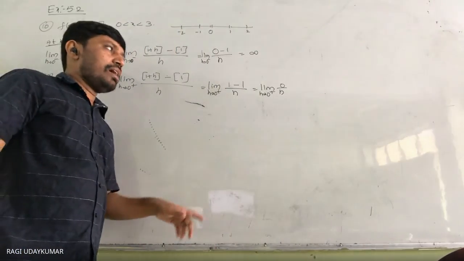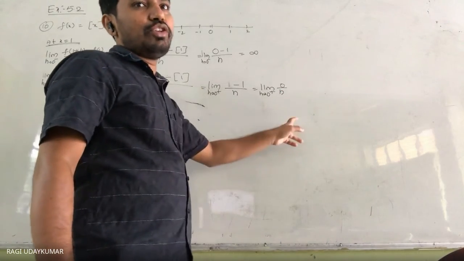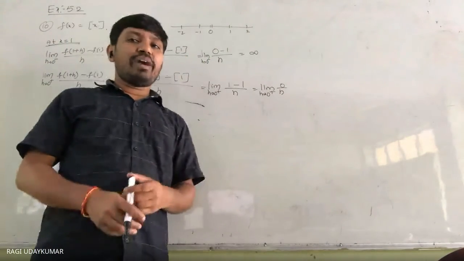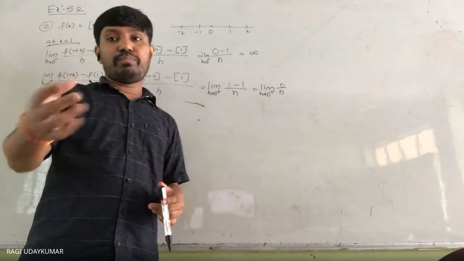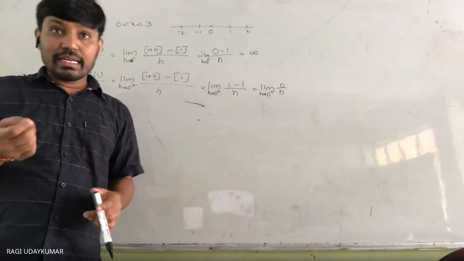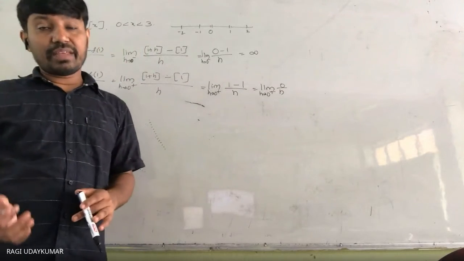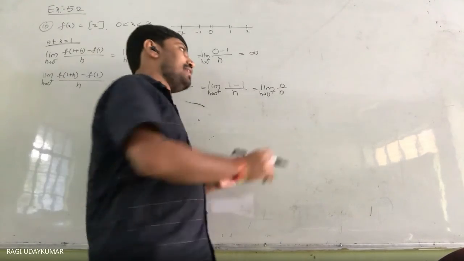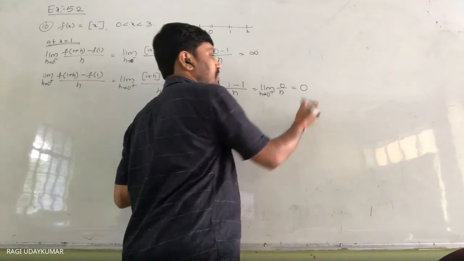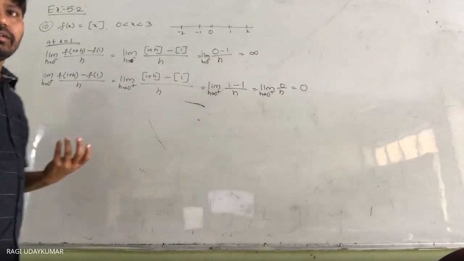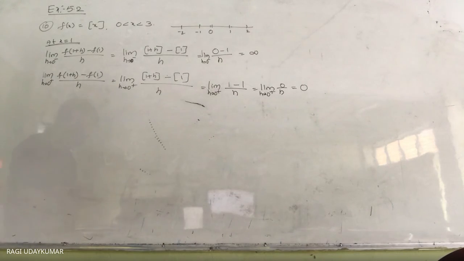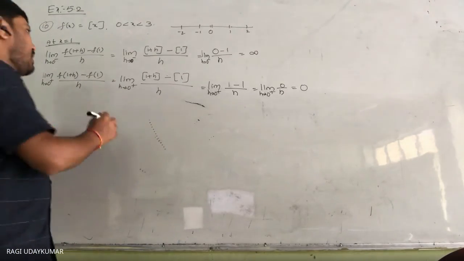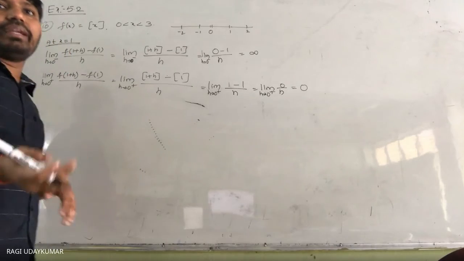You may say, sir, substituting 0 here we will get 0 by 0. No, 0 by 0 will not come. It is 0 divided by a positive number. h tends to 0 means near to 0 but not exactly 0, so the value is compulsorily a positive number. So that equals 0. The left hand limit is infinity and the right hand limit is 0. Therefore, these two are not equal, so it is not differentiable at x equals 1.